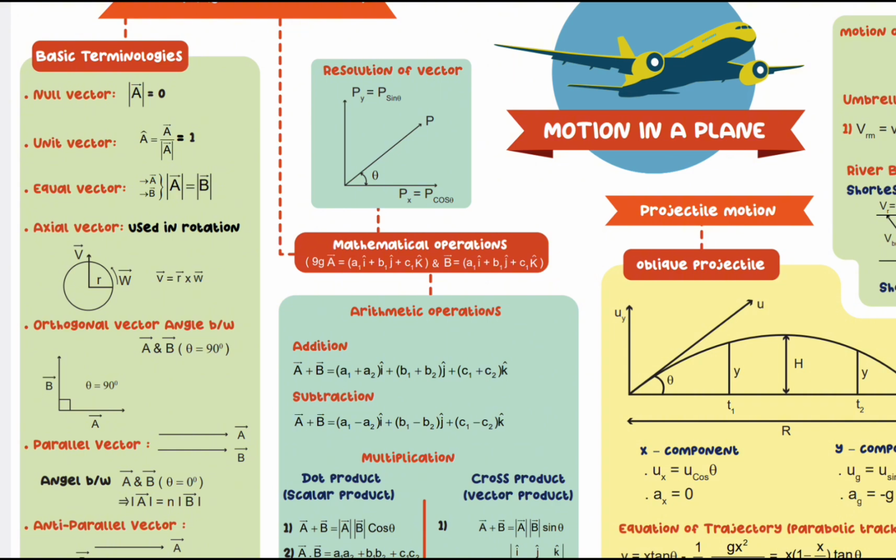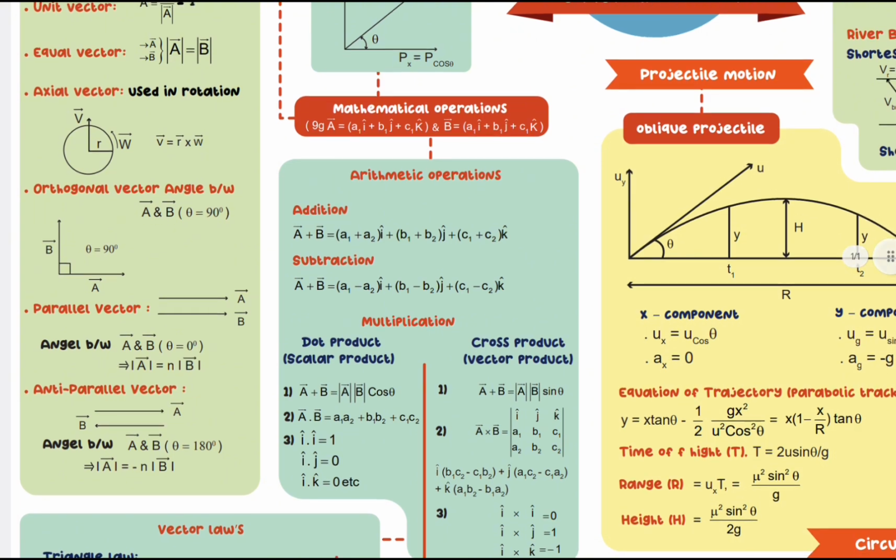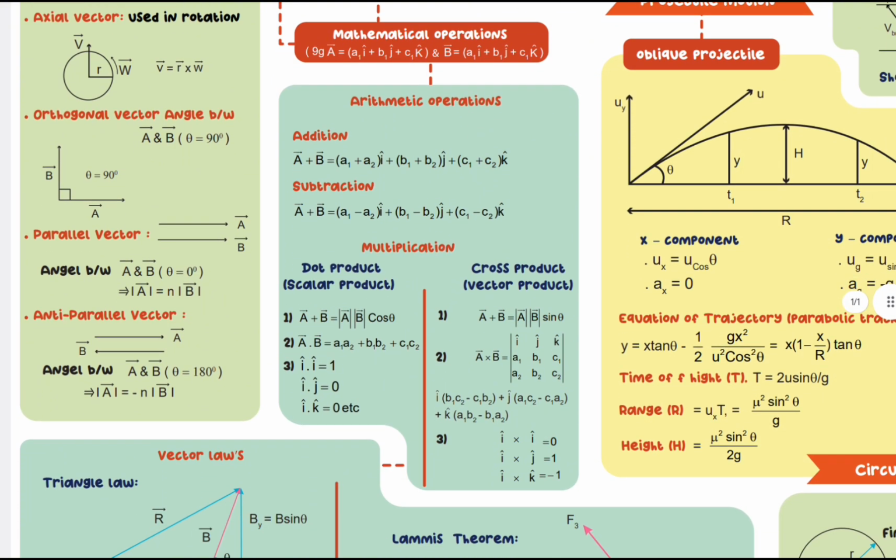Axial vectors use the notation: velocity is equal to r cross omega. Orthogonal vectors: if the angle between the two vectors is 90 degrees. Parallel vectors: if the angle between them is 0 degrees. Anti-parallel vectors: angle is 180 degrees.